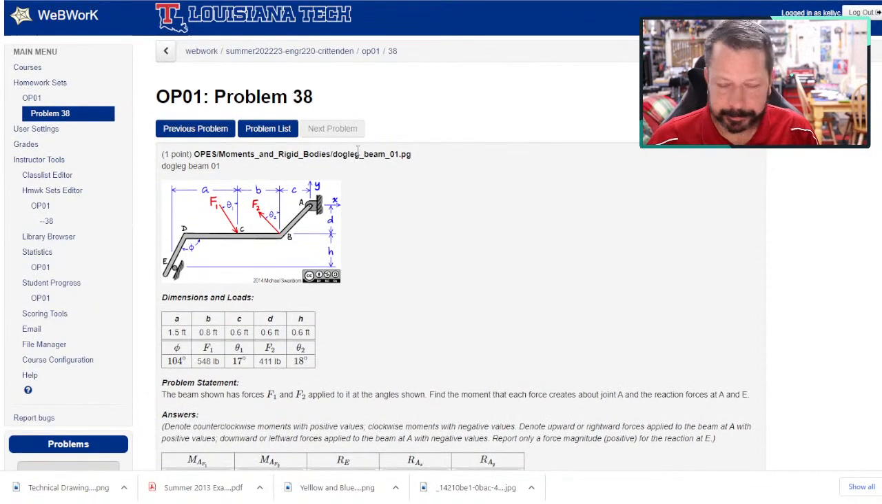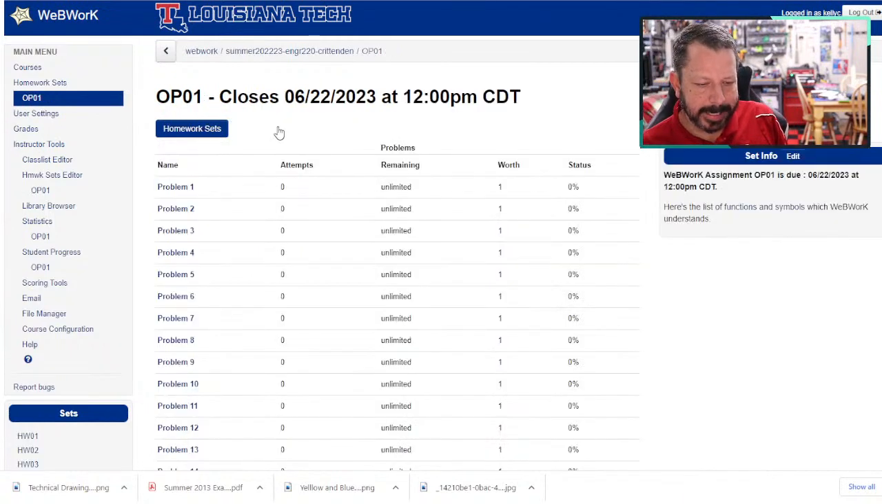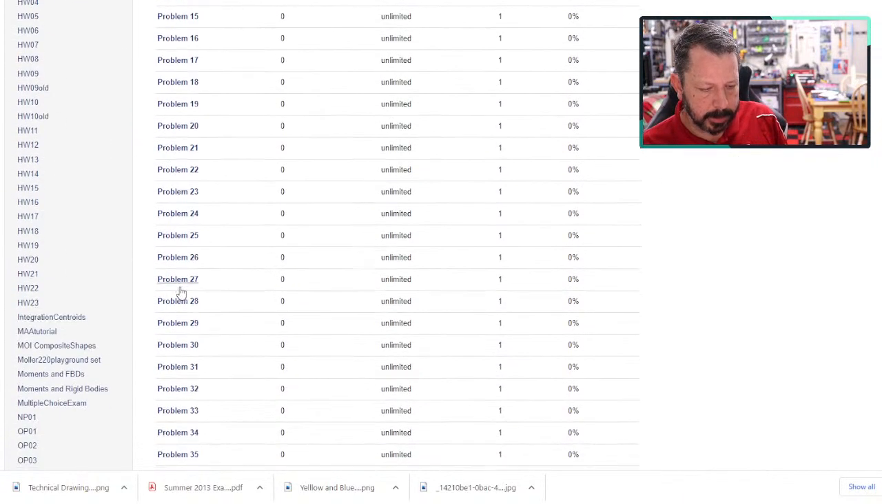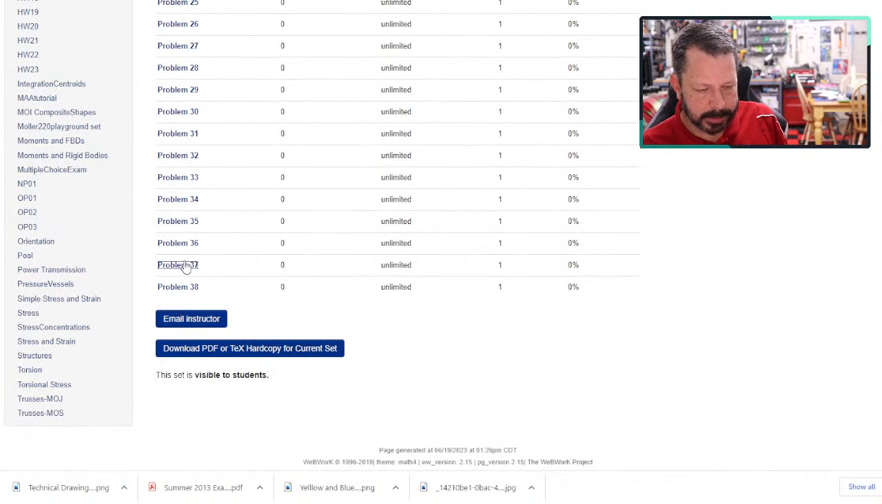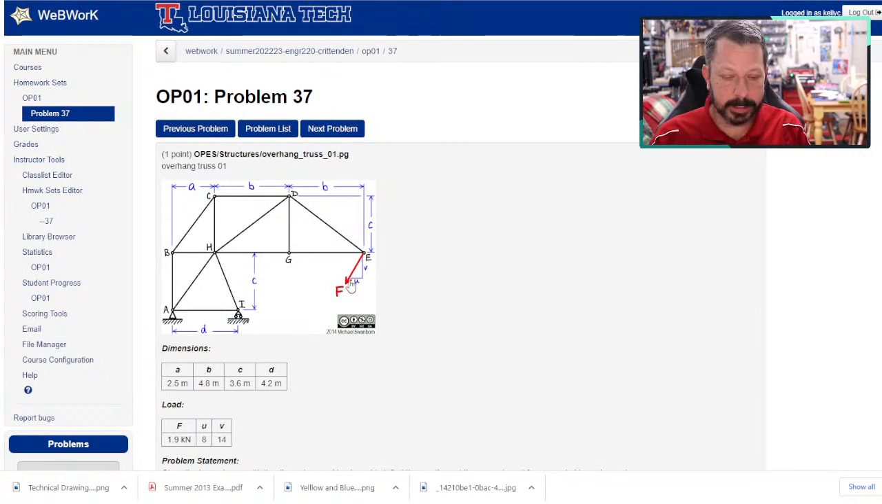All right. There's a question. Will there be any problems where the force on a truss is at an angle? I can't say that there will not be, but it won't be like the one I saw in here. I think it might have been this problem. Yeah, it won't be like this. You might have one where the force is at an angle like this, but the rest of the truss is much simpler.